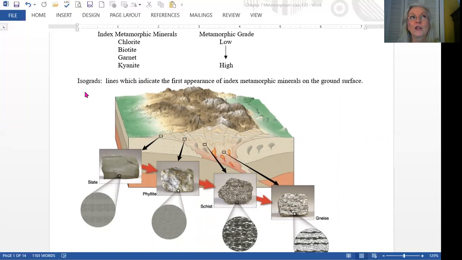So we don't actually plot the temperatures, we plot the minerals, which gives us the isograds, which gives us the isotherms. It's all a lot of deductive reasoning when you get right down to it. So again, close to the heat source, high grade, and the farther away you get, the lower the grade.